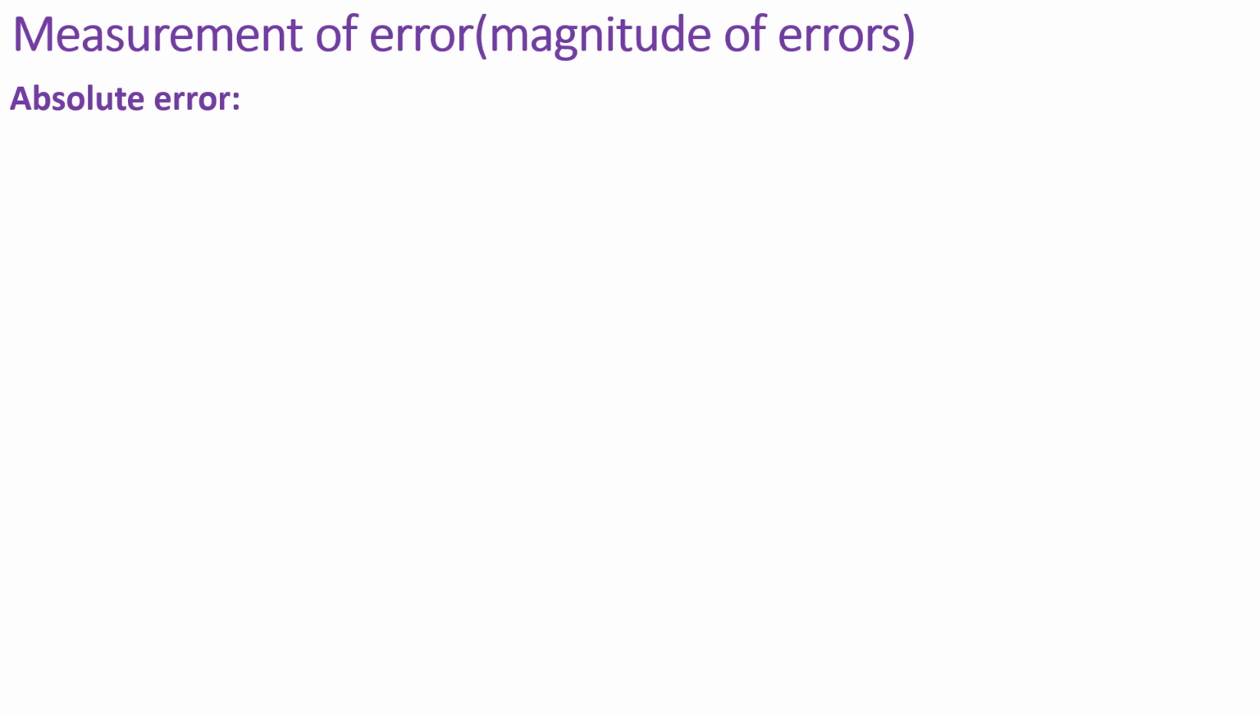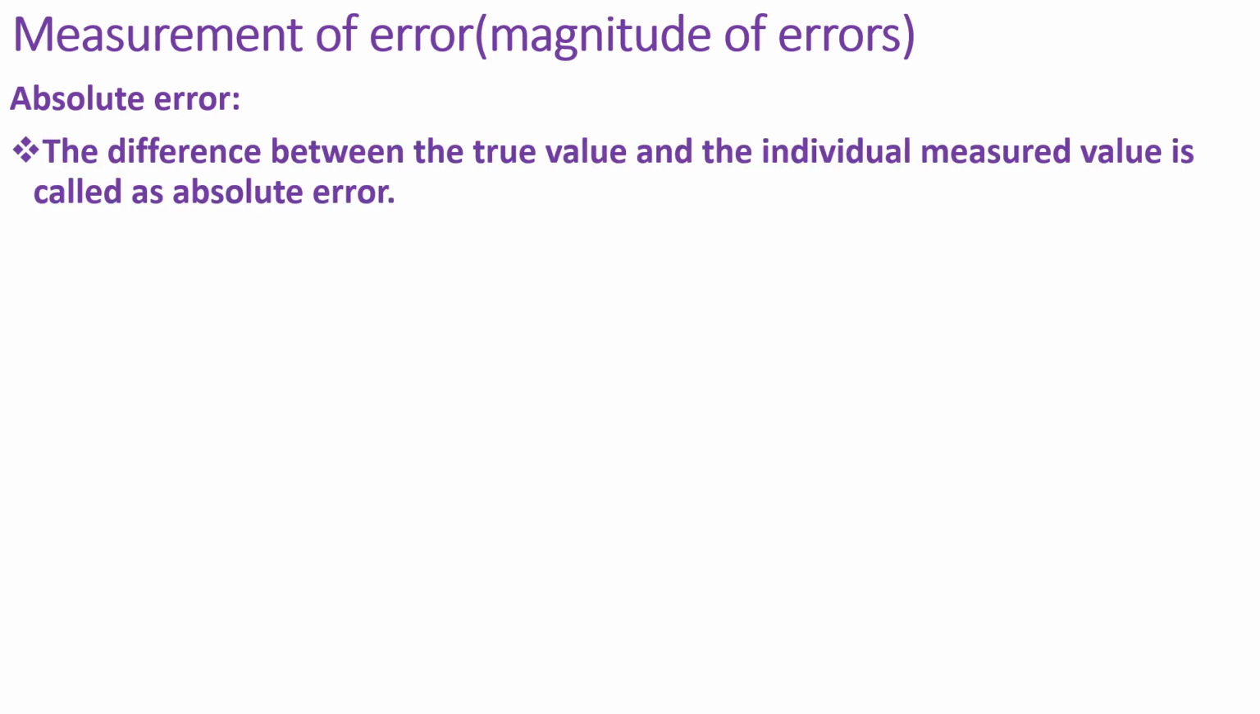First one is the absolute error. What is the definition of absolute error? What is meant by absolute error? It is the difference between the true value and the individual measured value. We shall see what this is. We have to know about the words true value and individually measured values.